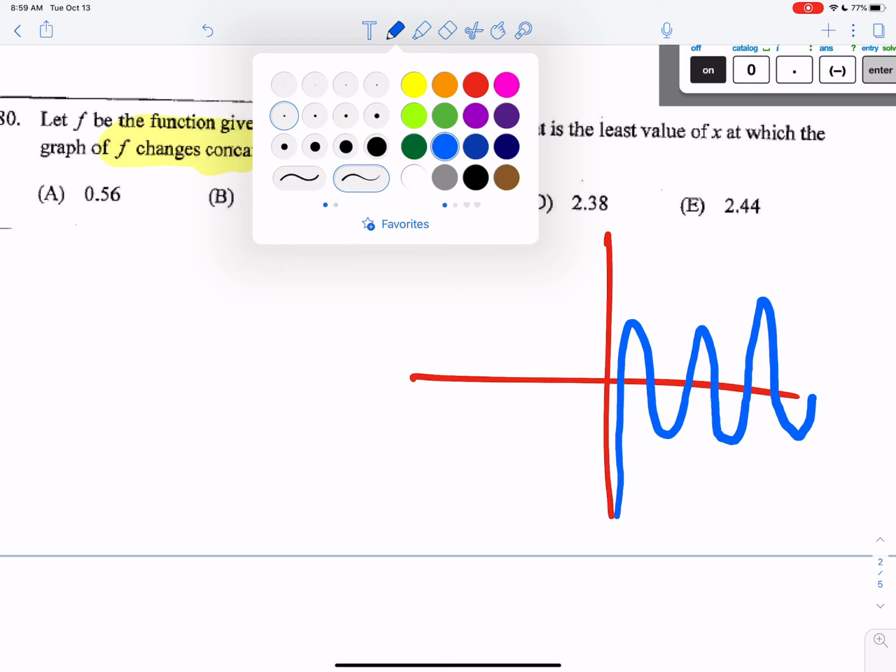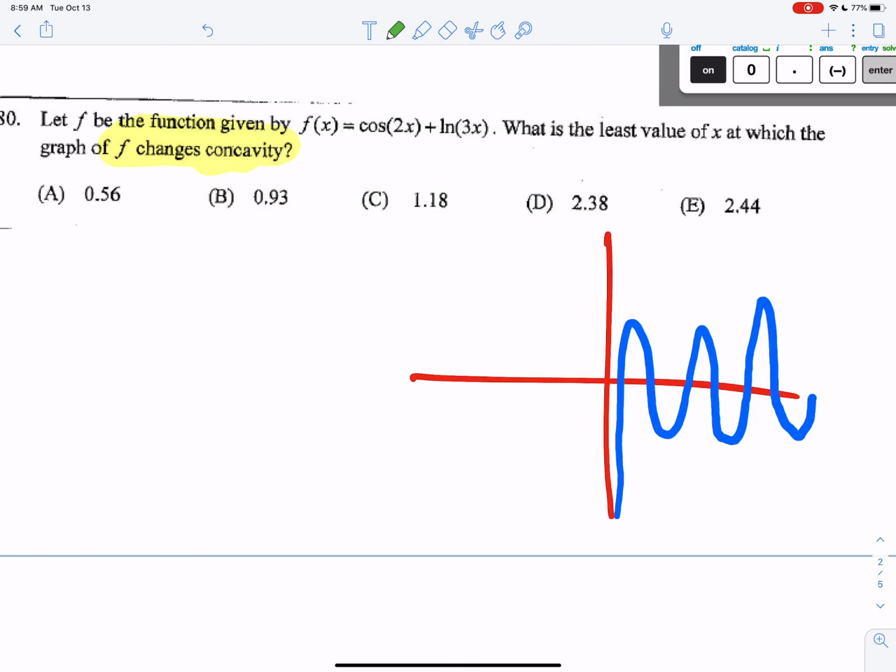So f changes concavity whenever the second derivative changes signs. But the issue here is the second derivative changes signs in a lot of places, okay? But if you read, it says, what is the least value? So the smallest value would be that very first 0, which looks like it's at about 1. So I could cross out A, B, D, and E, okay? Some people might argue that it may be B, so you know what? Let me get rid of that. It could be B or C, but let's calculate it.